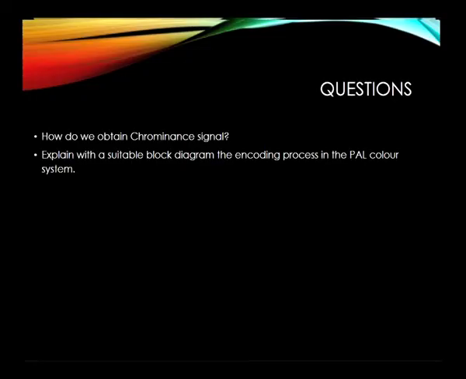Let us have some questions. How do we obtain the chrominance signal? Explain with a suitable block diagram the encoding process in the PAL color system.